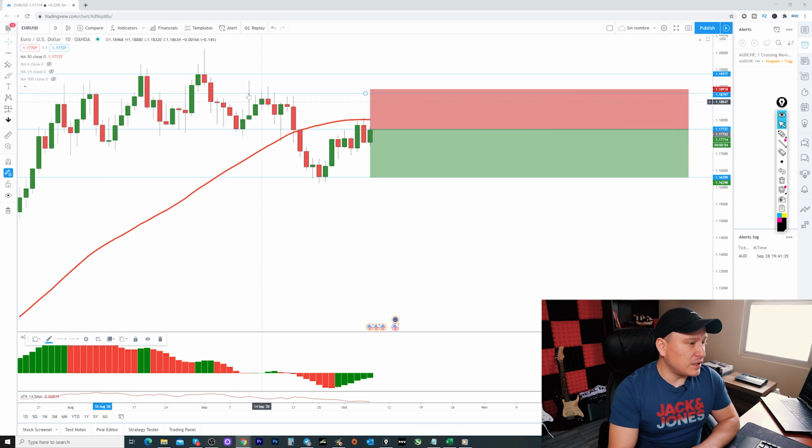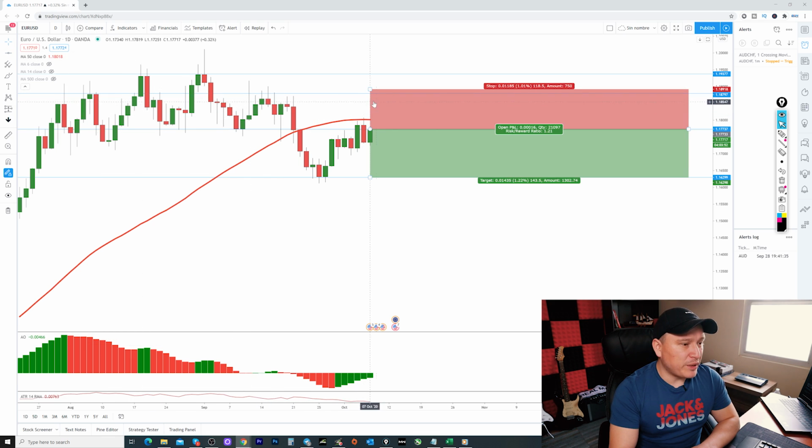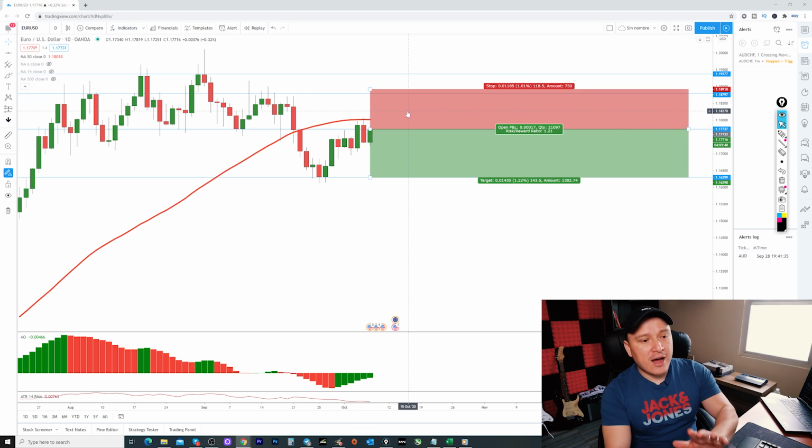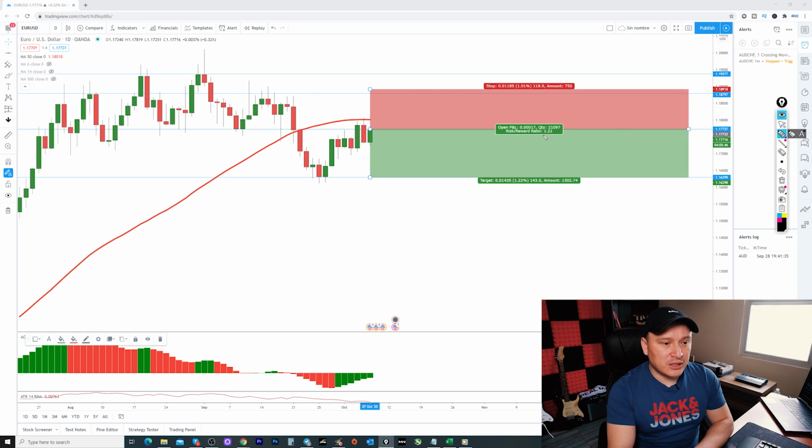So this is another resistance level, as you can see right here, being respected. So I'm going to put my actual stop loss a little bit above. So now my risk ratio, as you can see, is 1 to 2.1. Okay, I'm looking to make 143 pips and risk 118 pips. So let's go ahead and jump into my broker while I place that position.